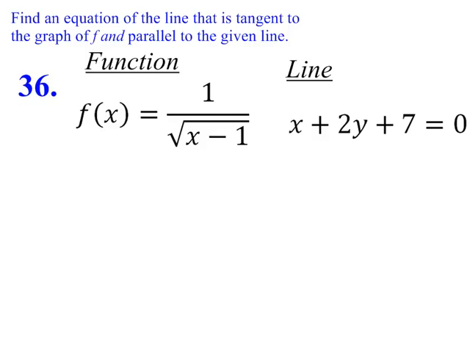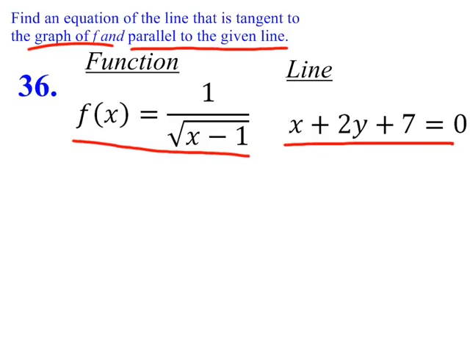In this exercise, we are asked to find an equation of the line that is tangent to the graph of f, where f is given to us here in algebraic form, and we want this line to also be parallel to the given line, given here, also in algebraic form.